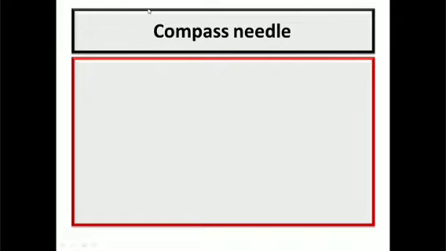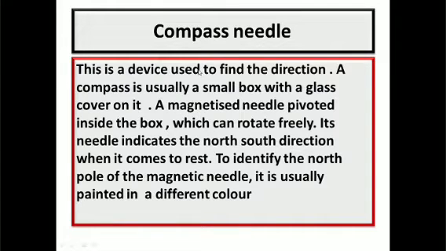Compass needle. This is a device used to find the direction. A compass is usually a small box with a glass cover on it. A magnetized needle is pivoted inside the box and can rotate freely. Its needle indicates the north-south direction when it comes to rest.